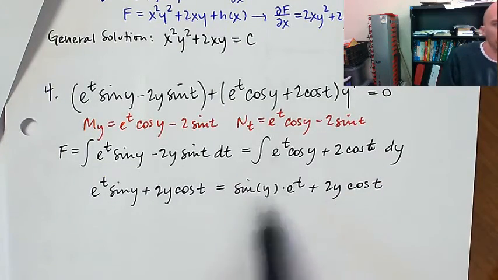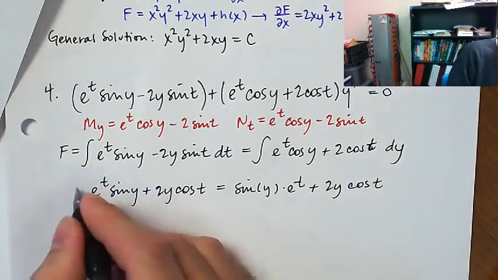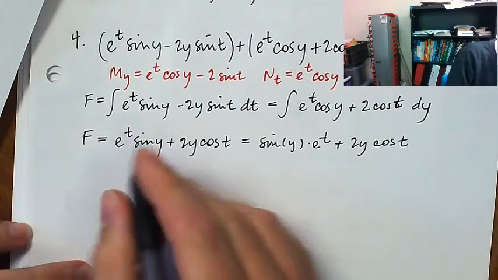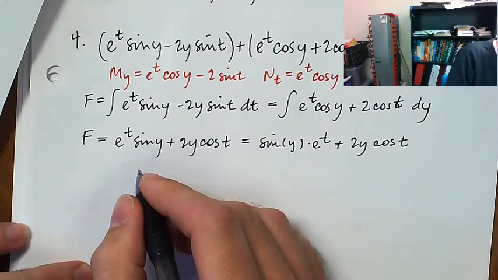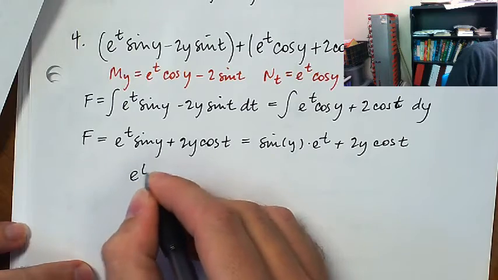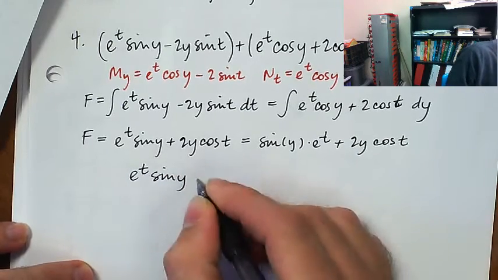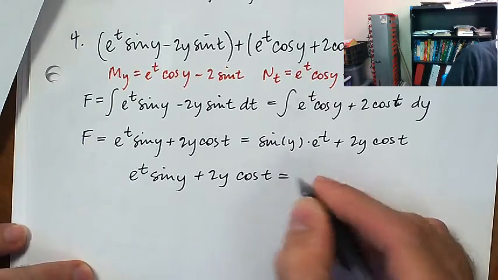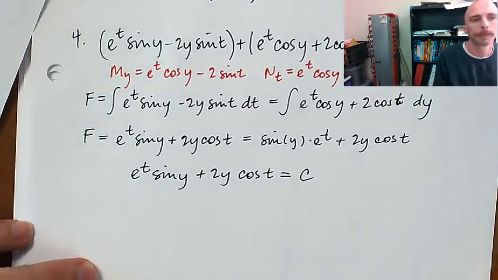Okay, now, I'm seeing these both together. Okay, that's a good thing. It's going to be f. Okay, and for the same reasons as up above, I'm not going to have any other hanging on pieces. So my general solution is going to be, no initial condition, it's going to be e to the t sine y plus 2y times cosine of regular t is equal to some constant.